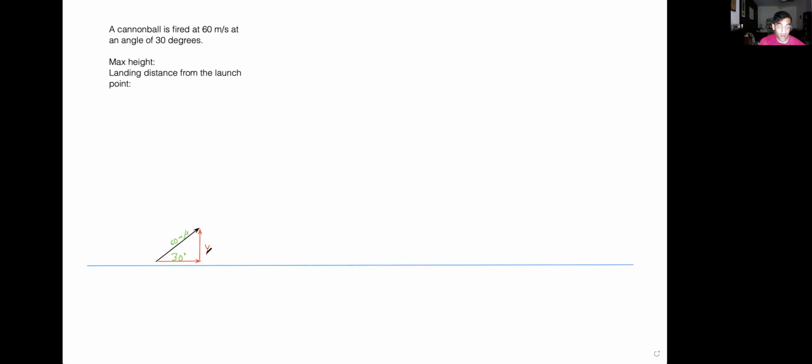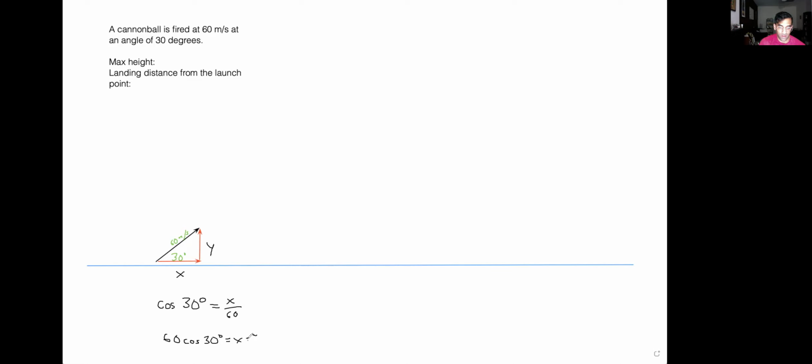If I'm calling this y, so I'm going to change the color, I'm calling this y, and I'm calling this x. The cosine of 30 degrees is the adjacent leg divided by the hypotenuse. So in this case, the cosine of 30 is equal to x over 60. If I solve for x by multiplying both sides by 60, I get 60 times the cosine of 30 degrees, and that's equal to x.